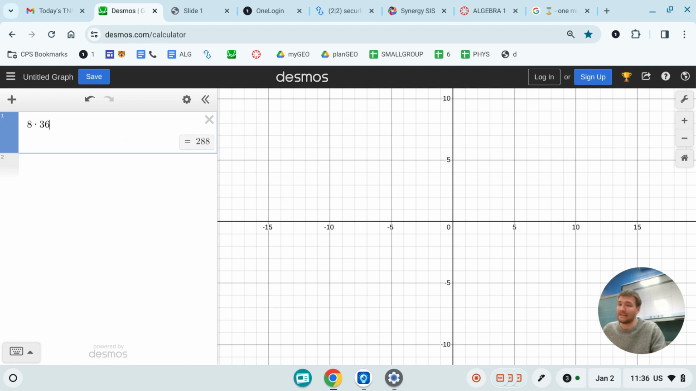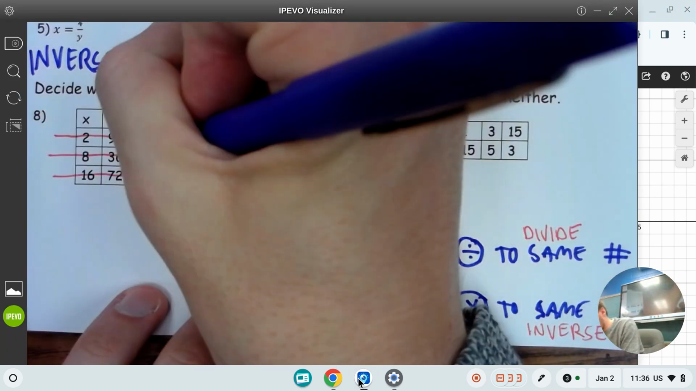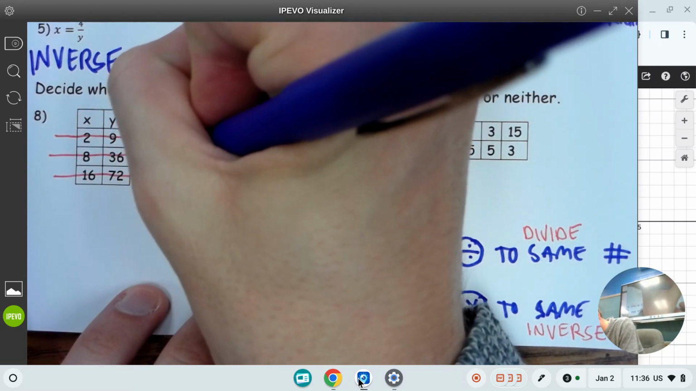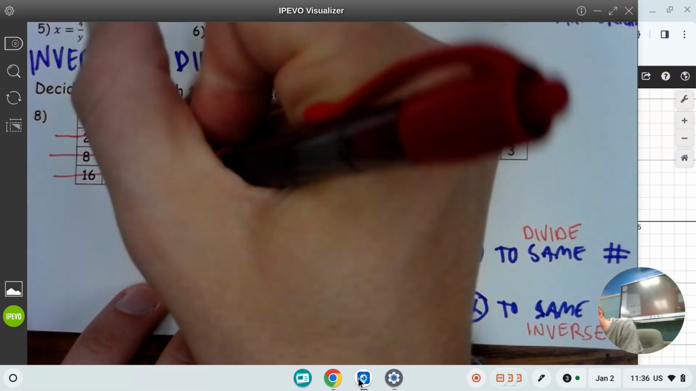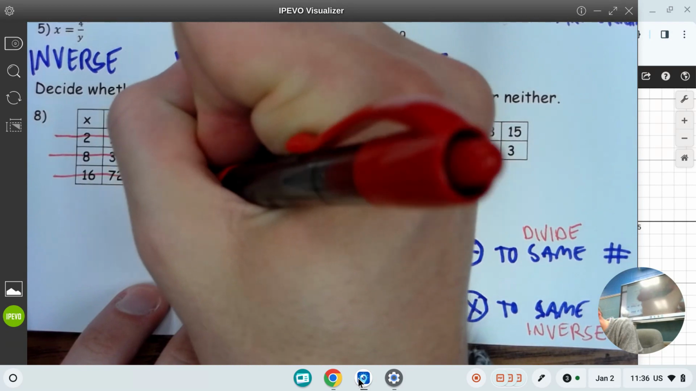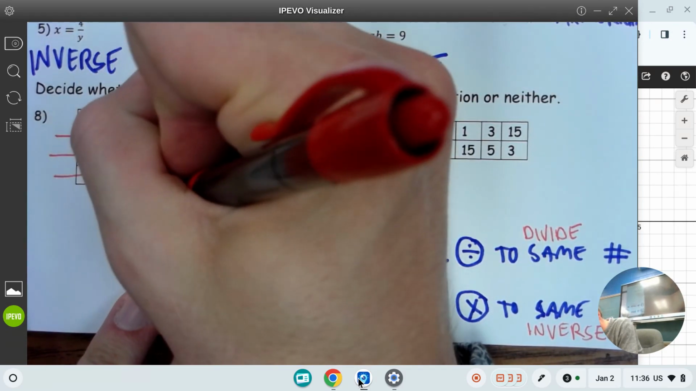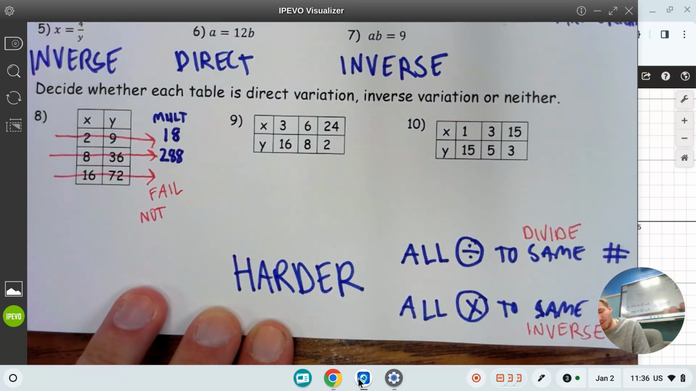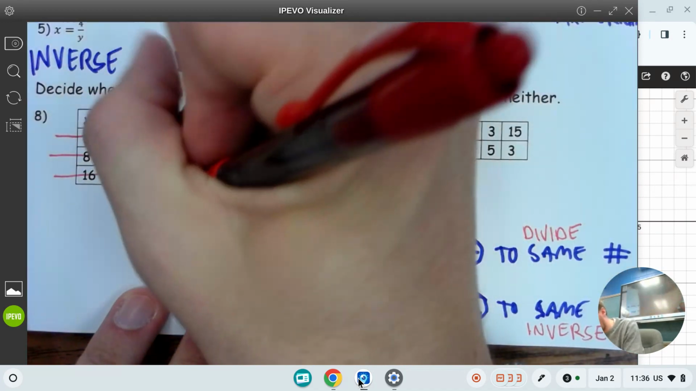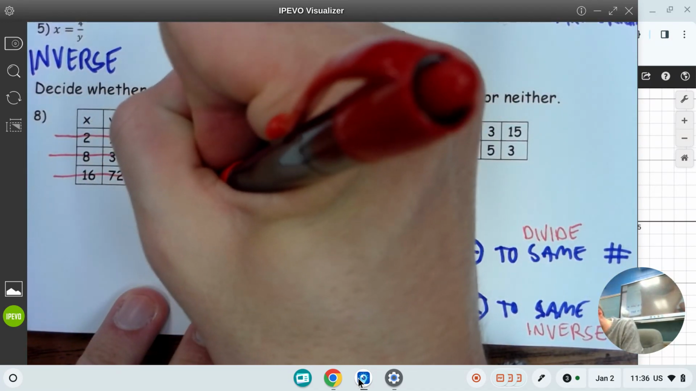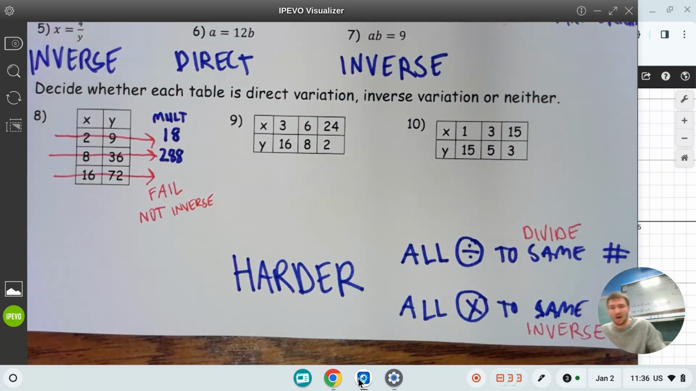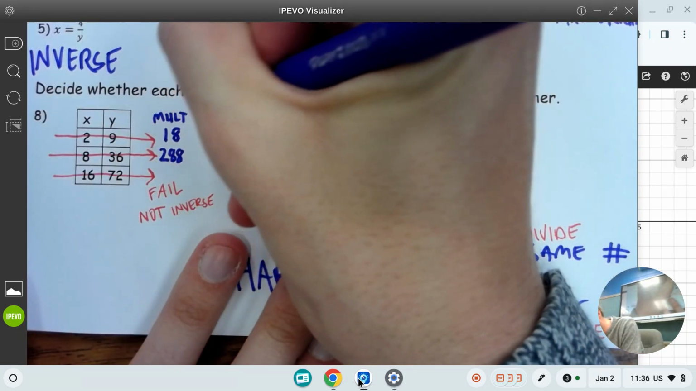It is not going to be 18, right? 288. Okay. This right here, this is a fail. Right? This is going to be not multiplying, which means not inverse. Now, that doesn't mean it's guaranteed to be a direct divide question, because maybe it's neither. So let's try divide.